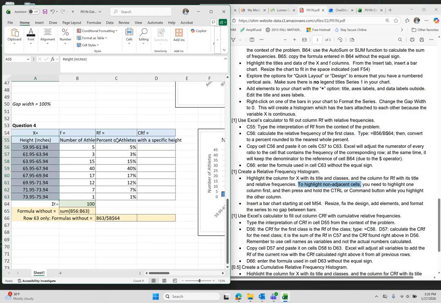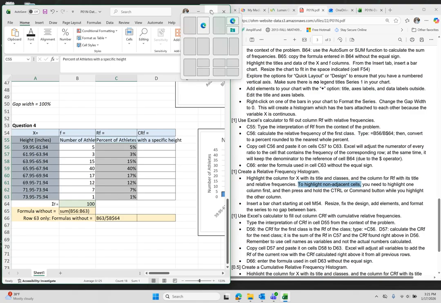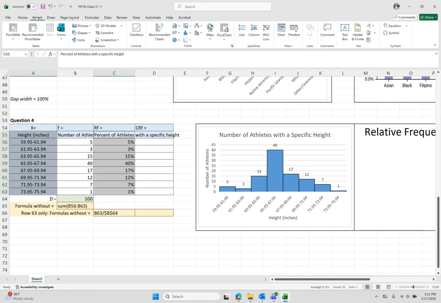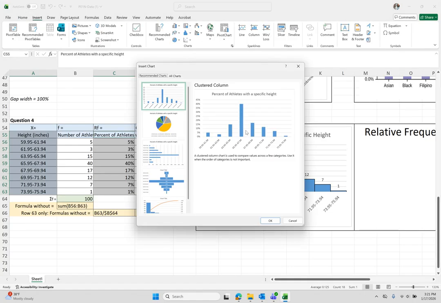That's cell C55. But before I click on it, I'm going to press Control. So I'm going to press and hold the Control button, and then I will highlight now the parts of column C that I want, and then I'm going to let go. So now I have highlighted the column with the relative frequencies and the title, holding down the Control key. After that, I'm going to insert the graph. So I will insert a bar graph.